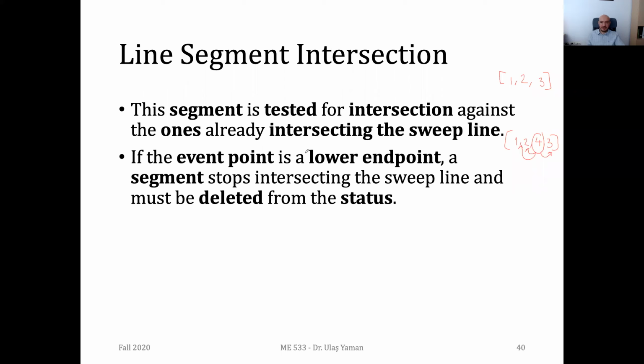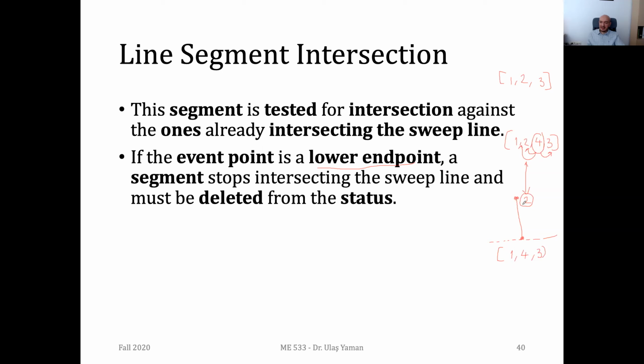And let's focus on the lower end point. Things are similar, but this time lower end point means that a line segment is actually removed from our data structure. Assume that this is the second one, okay? The second item here, second line segment. Then how our status will be? This will be the updated status, right?